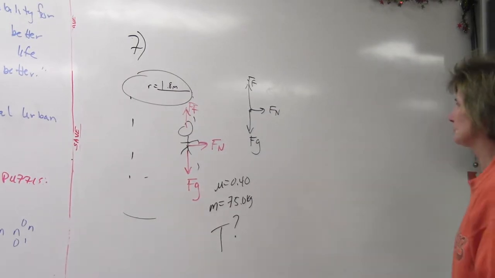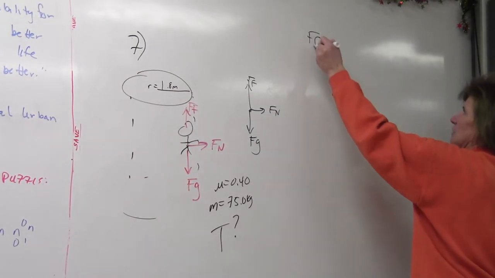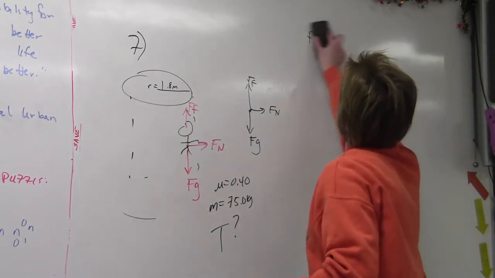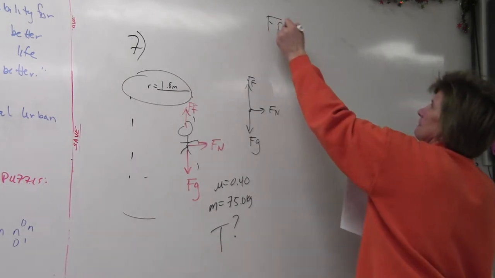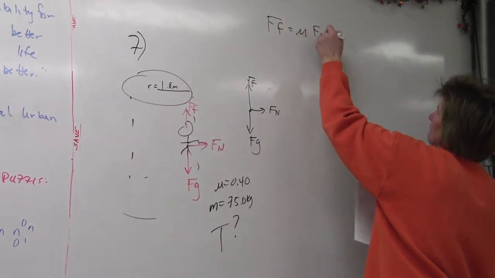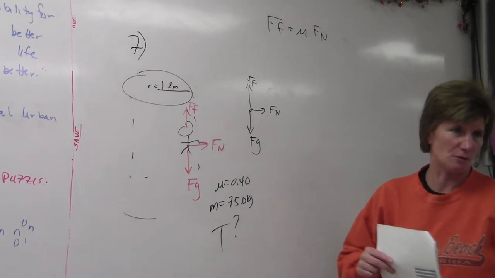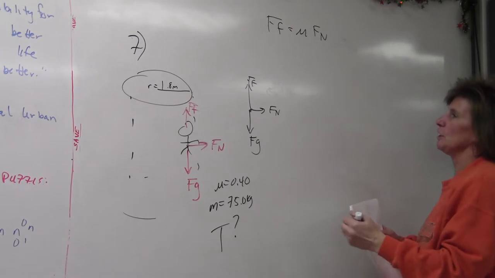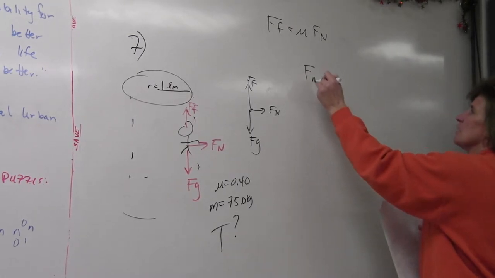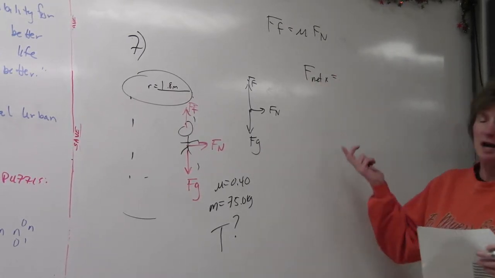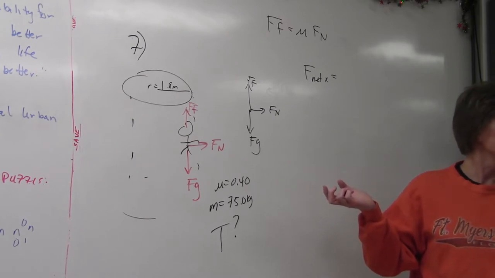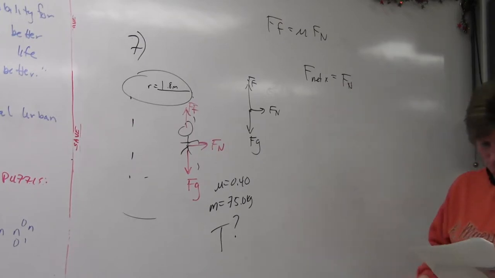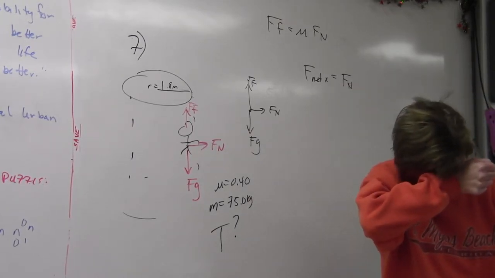So again, since I have friction, I automatically think of this, just to know that I'm going to probably be using it. Okay, so if I'm looking at my force net in the x direction, what do I have going on? This normal force. What's happening on this ride, by the way?